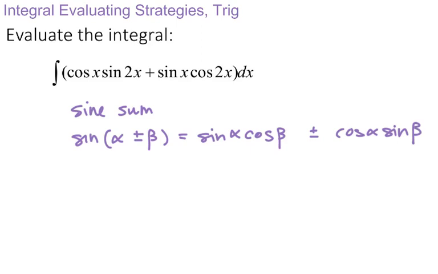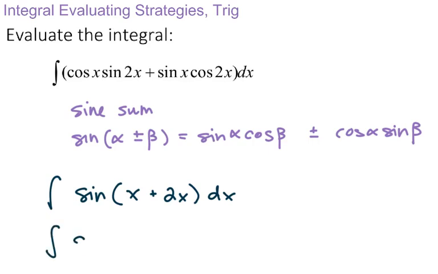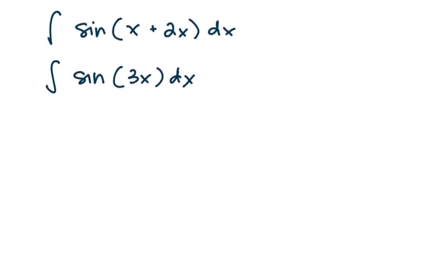Looking at what we have here, we could consider x to be my alpha and 2x to be my beta. I can rewrite that now as the sine of my alpha plus my beta, which would be x plus 2x. Or rather, we're now integrating the sine of 3x. And this can be done with a u substitution or just knowing the formula. I'll work it out with the u substitution here.